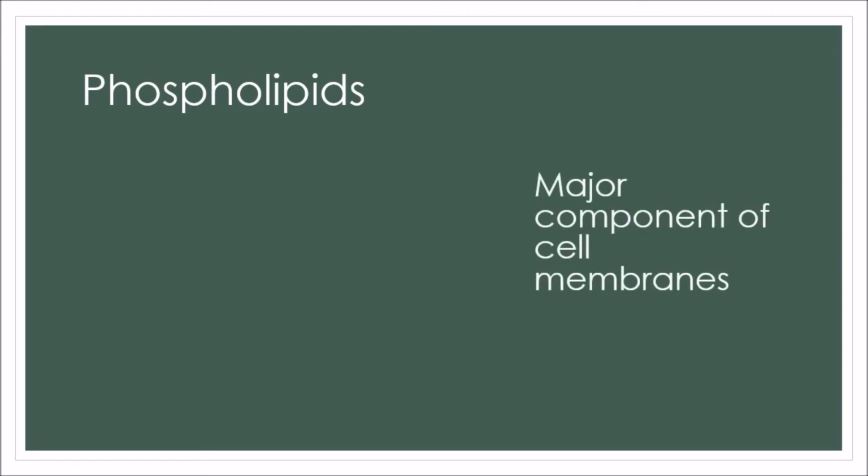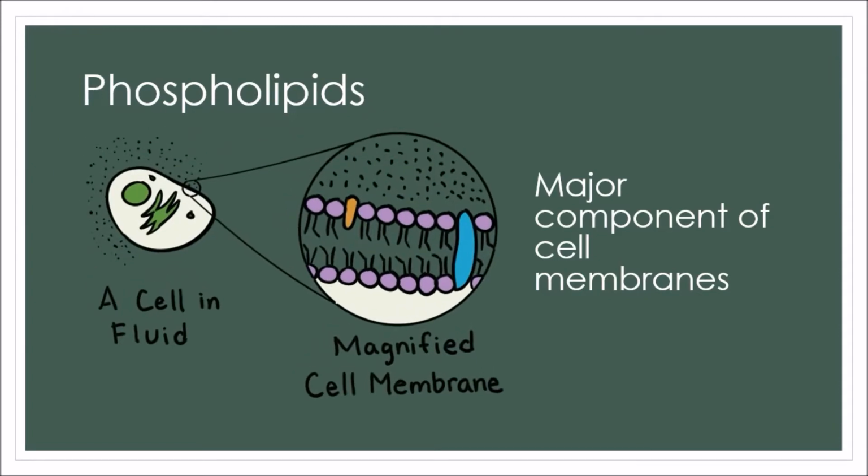So, I wish you already had enough information about fats and their classes. Let us now proceed to the next classification of lipids, the phospholipids. They are the major components of cell membranes, and as you can see here in this magnified illustration of a cell membrane, these ones here are the phospholipids. As membrane components, they are selectively permeable, also called semi-permeable, meaning that only certain molecules can pass through them to enter or exit the cell.